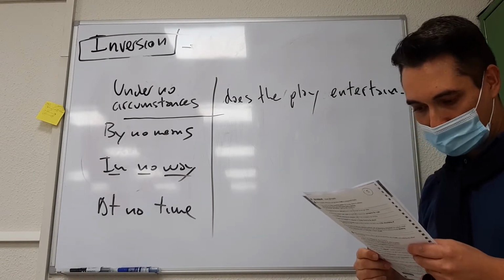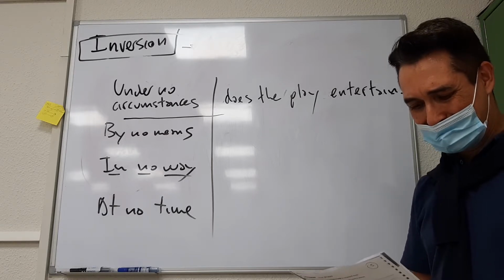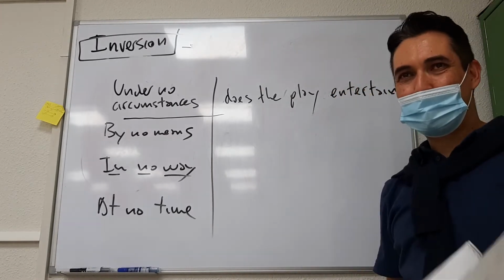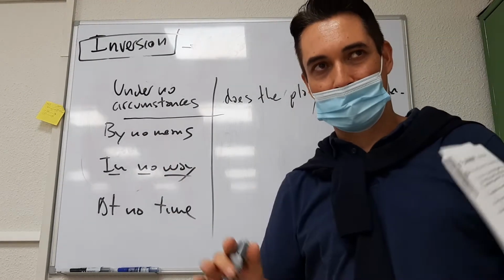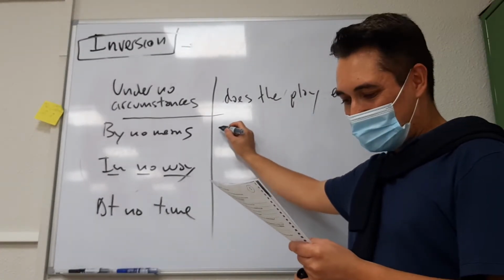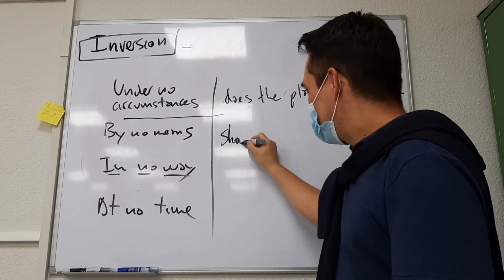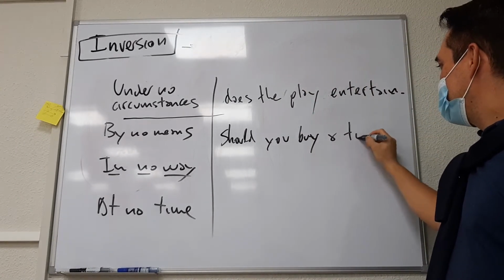Okay, another one. You shouldn't buy a ticket. By no means. You shouldn't buy a ticket. By no means. That is normal English. Make it inverted. By no means. Should you buy a ticket?